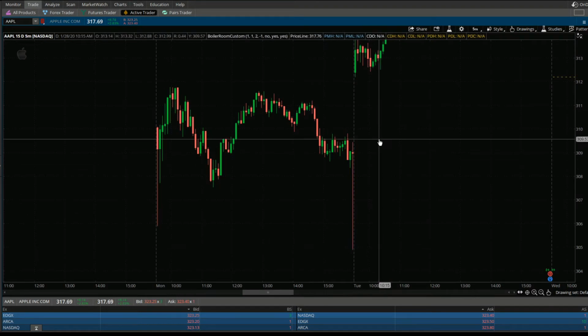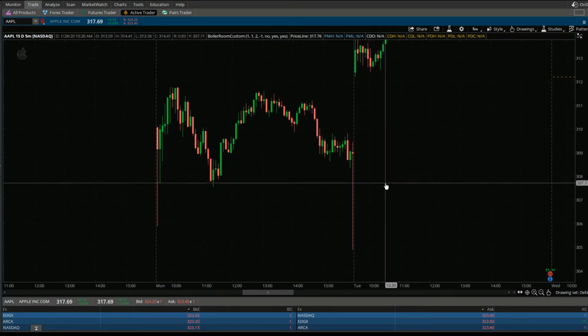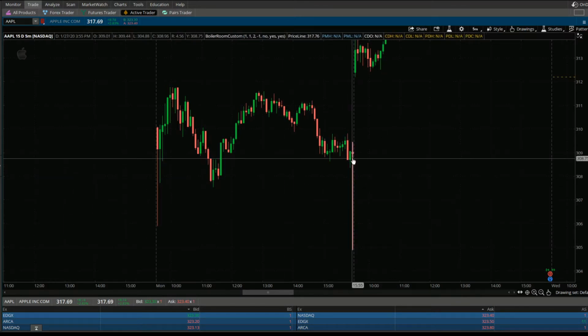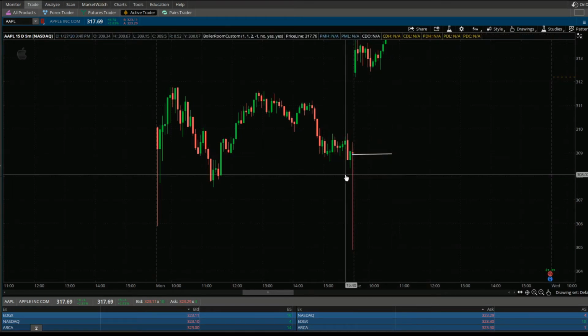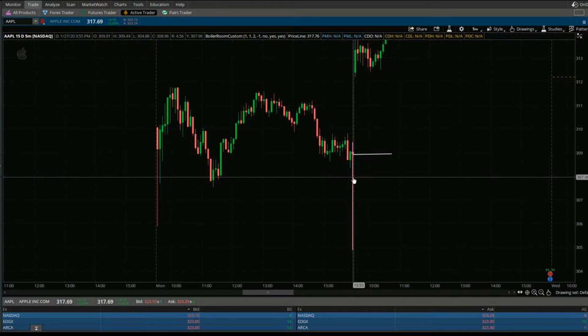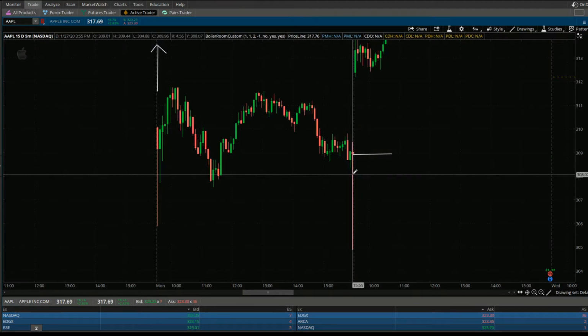Today is January 28th as of the recording of this video. We had a nice gap from the previous day's close. Previous day's close was right here at 308.90. I will draw a line where it closed. You can also look at the candle. If I hover over, you will see on the top left of my screen that the close was 308.96. Okay, this is the last 5-minute candle, and there is the close.